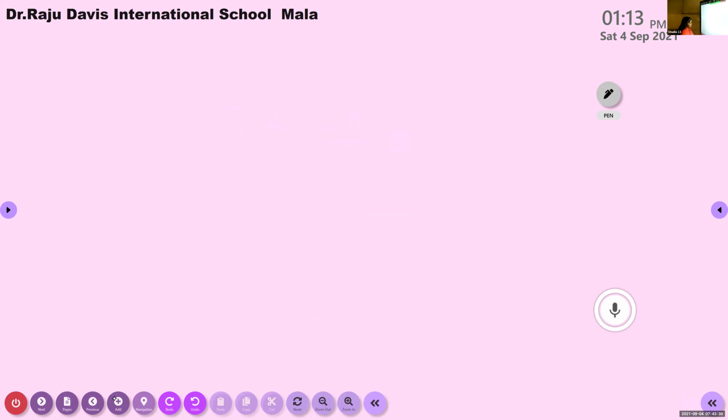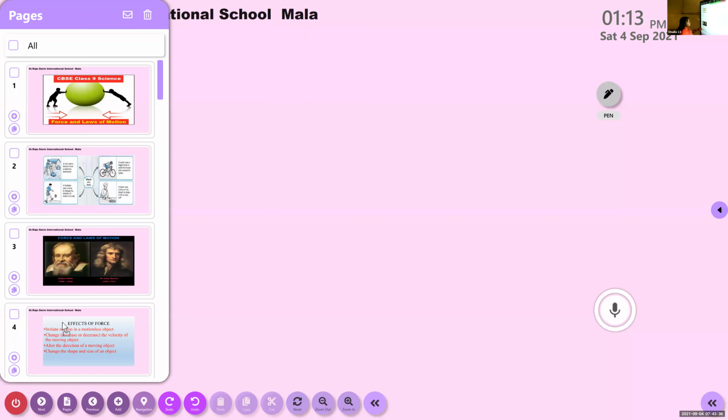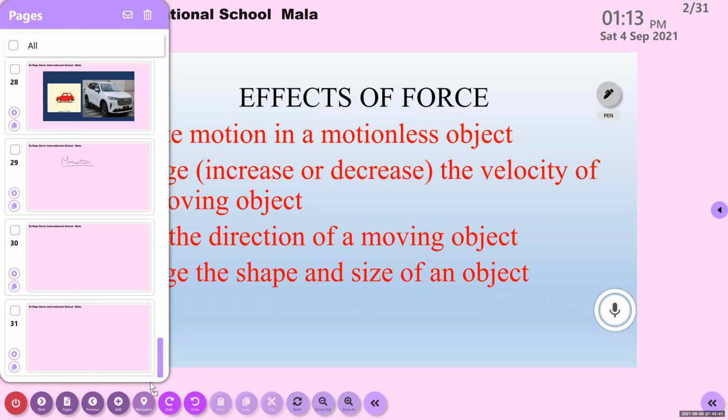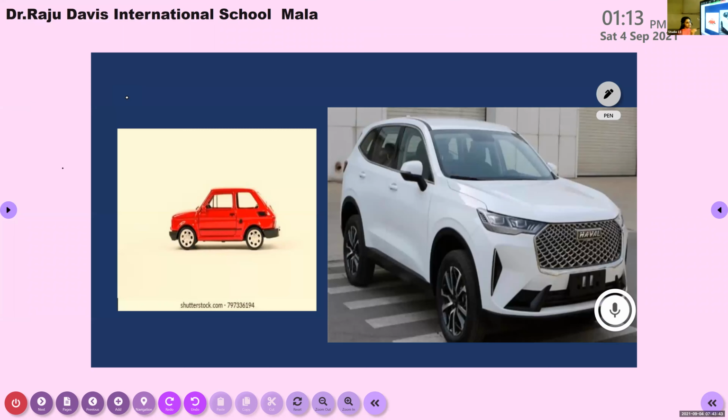First of all, I will show an image. Here in this image, you can see two cars. What is the difference between these two cars? One is small, one is large. Okay, one is a toy car and the other is a real car.